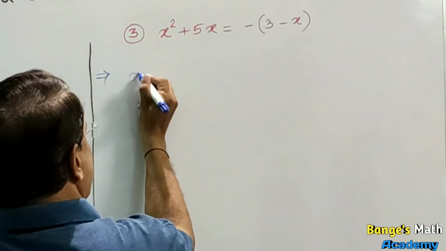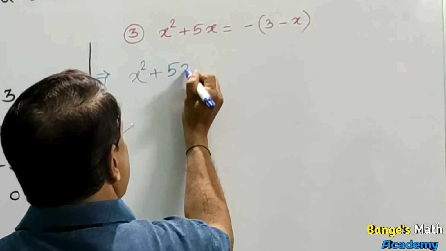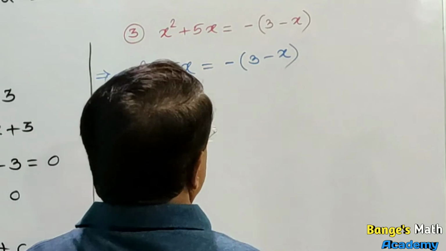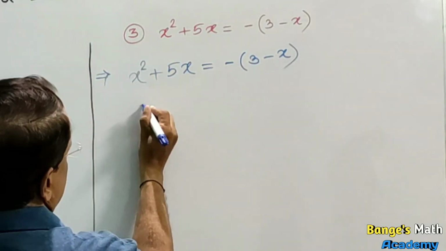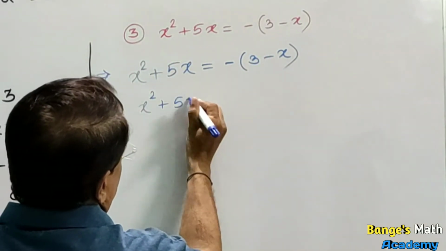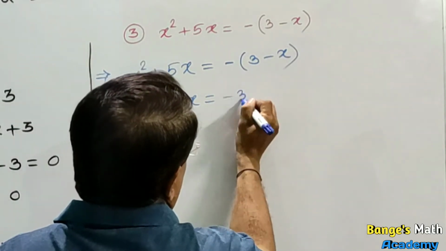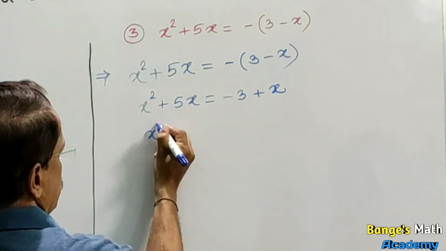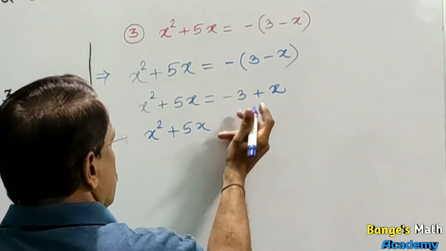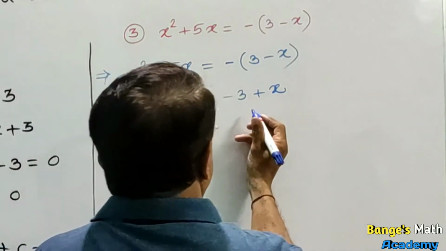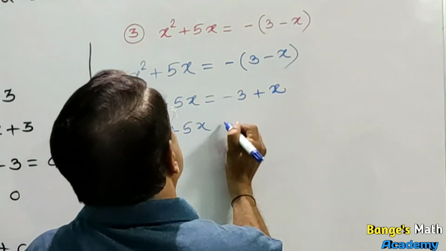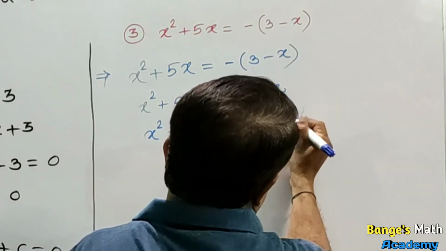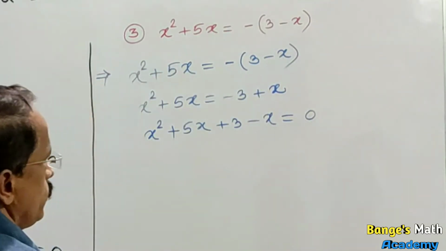Write down the given example as it is. x square plus 5x is equal to minus into bracket 3 minus x. Then simplify this: x square plus 5x is equal to minus 3 minus into minus plus x. Then transfer minus 3 plus x to LHS. Minus 3 becomes plus 3, and plus x transferred to LHS becomes minus x, is equal to 0.